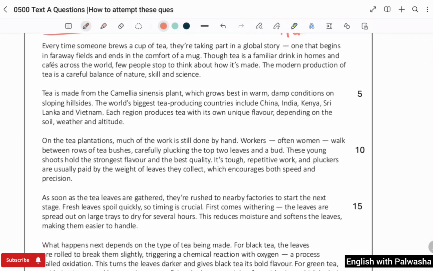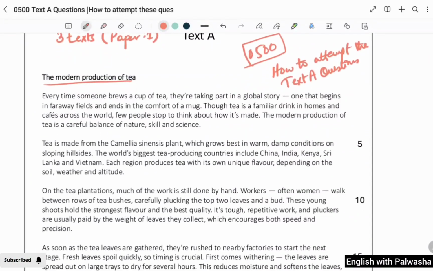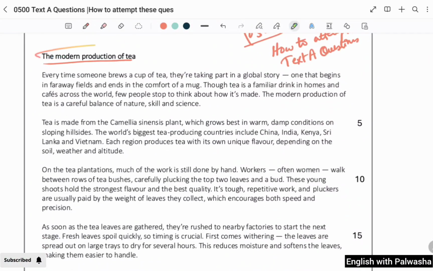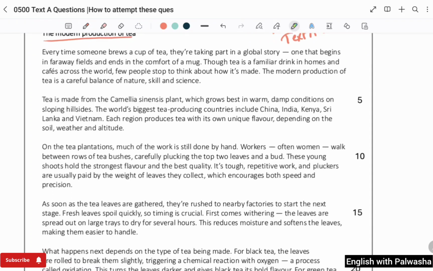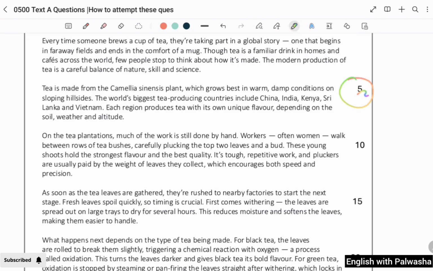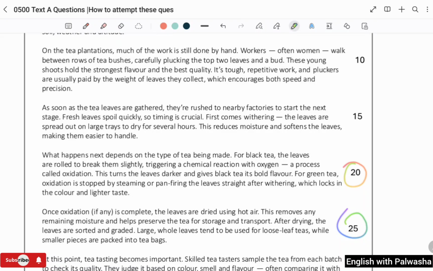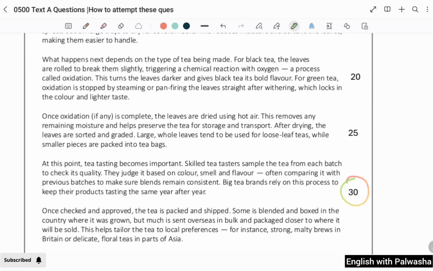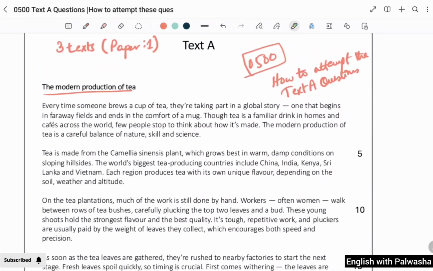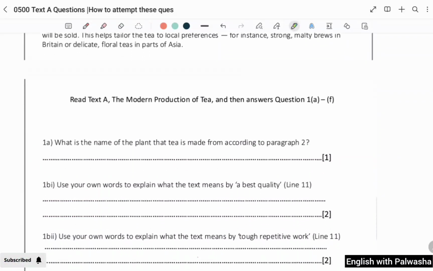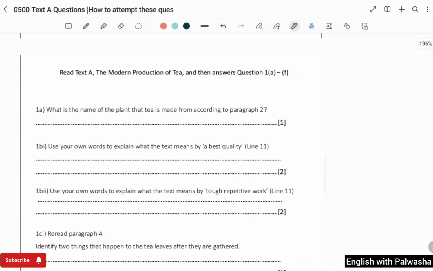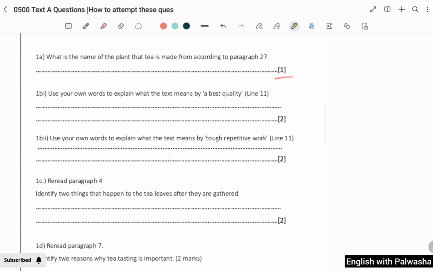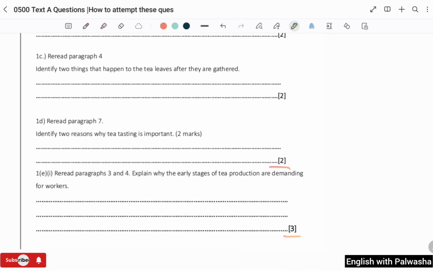So this is the text I'm scrolling down, and this text is entirely about the modern production of tea, right? So you can see on the screen the modern production of tea. Moving on, there are some paragraph numbers as well given: 5, 10, 15, 20, 25, 30, right? So the paragraphs are well segregated as well. Moving on, there are a few questions at the end of it, and these questions carry 1, 2, 3, 4, 5, 6, 7, 8, 9, and 10, 11, 12.